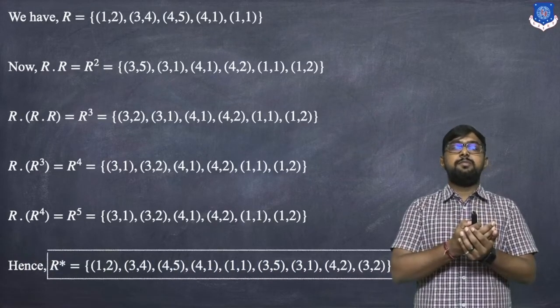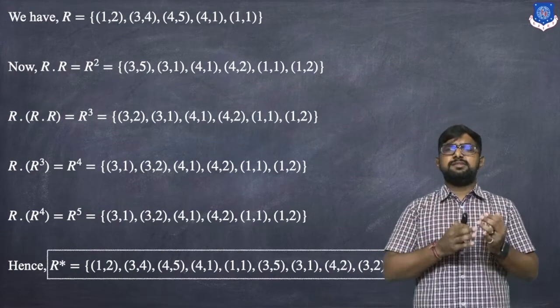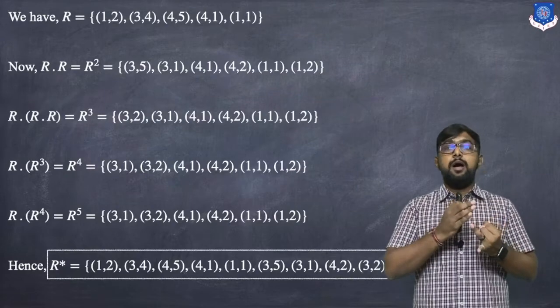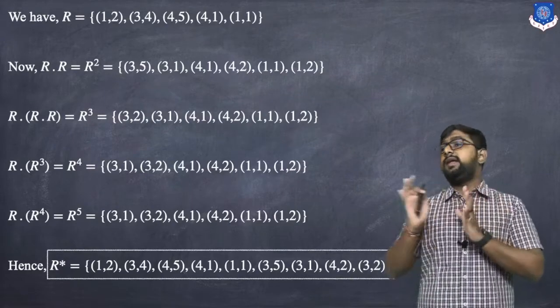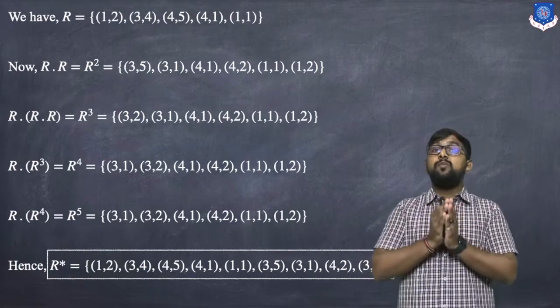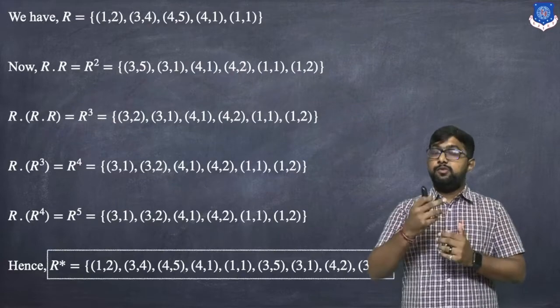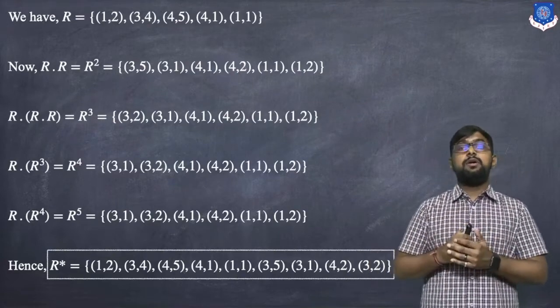So hence R star will be this. If you take the union of all these answers, that is R, R square, R cube, R raised to 4 and R raised to 5, you will get this answer. Now this is the transitive closure, and it is the smallest transitive relation containing the given relation R. Now you can check that it is a transitive relation.